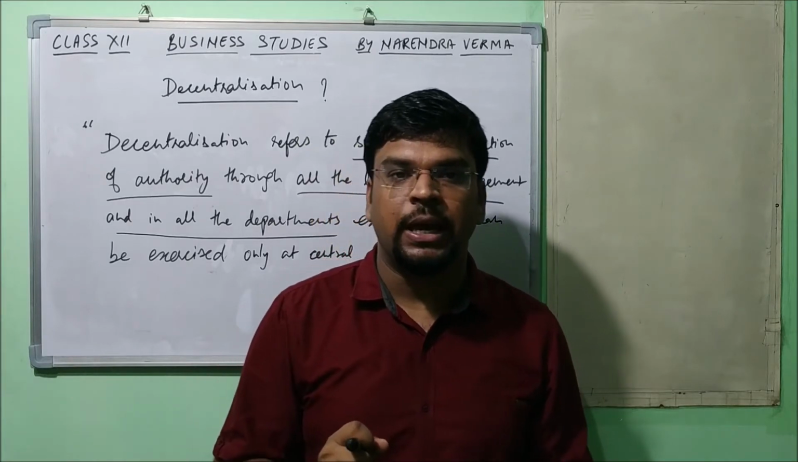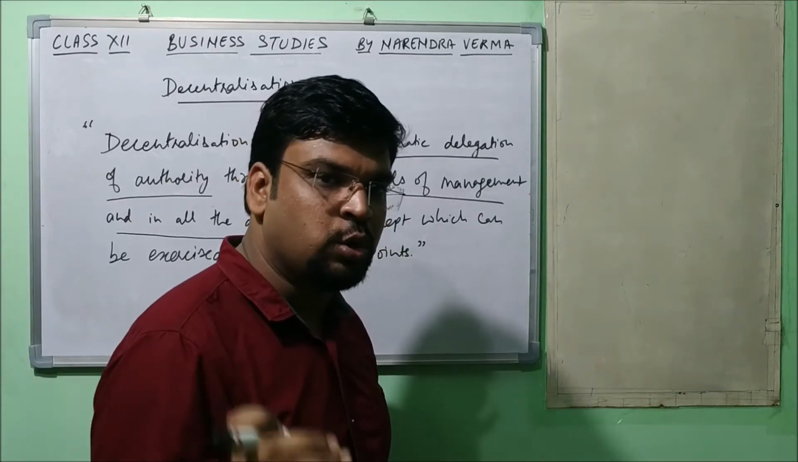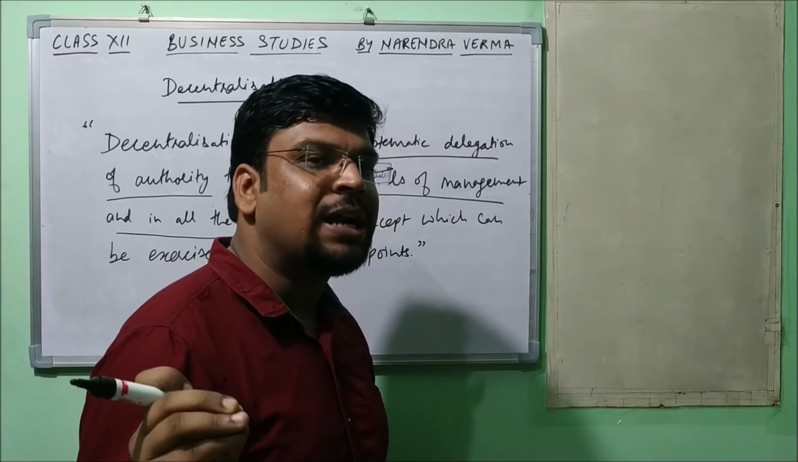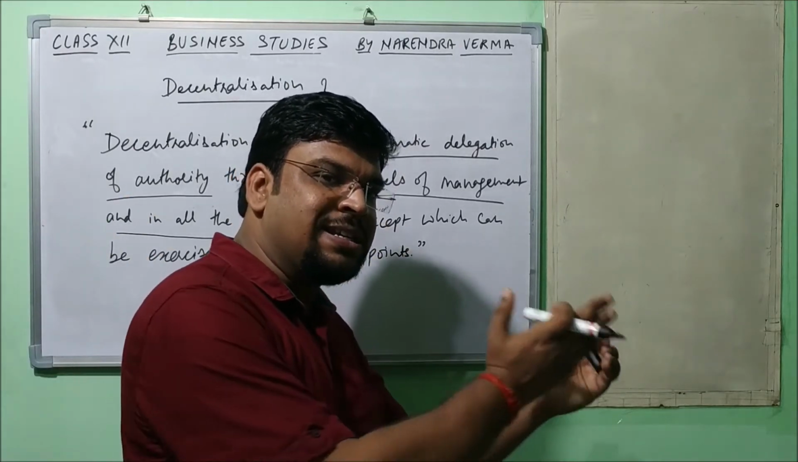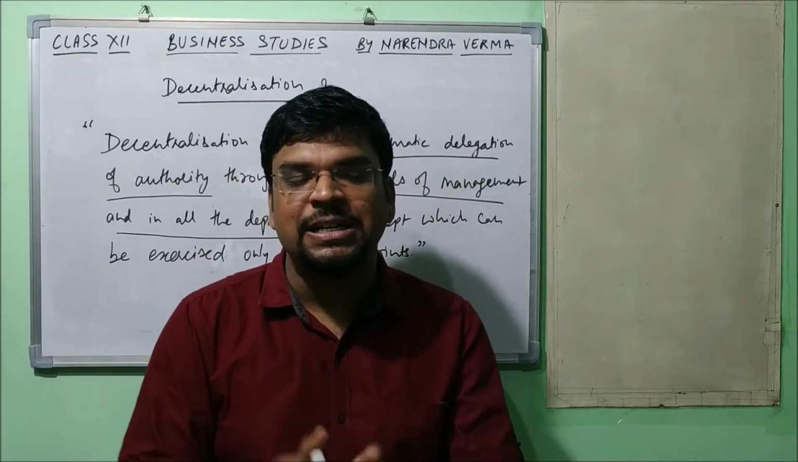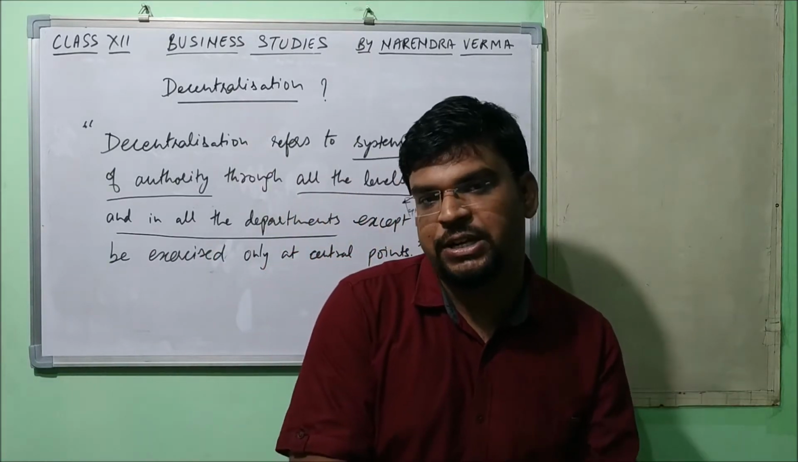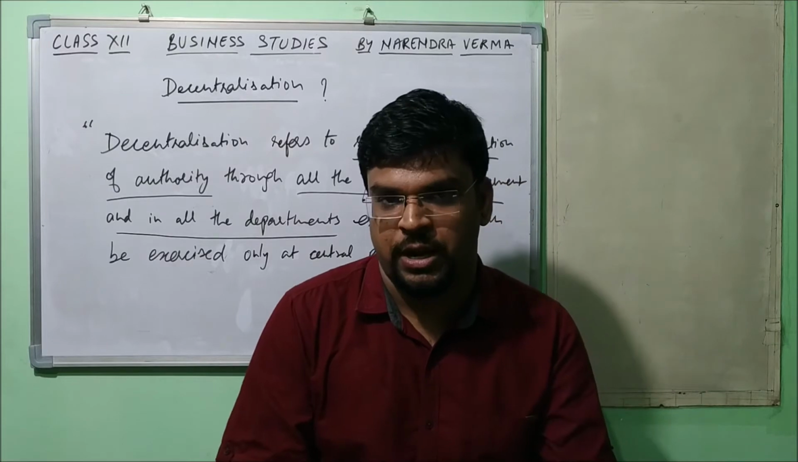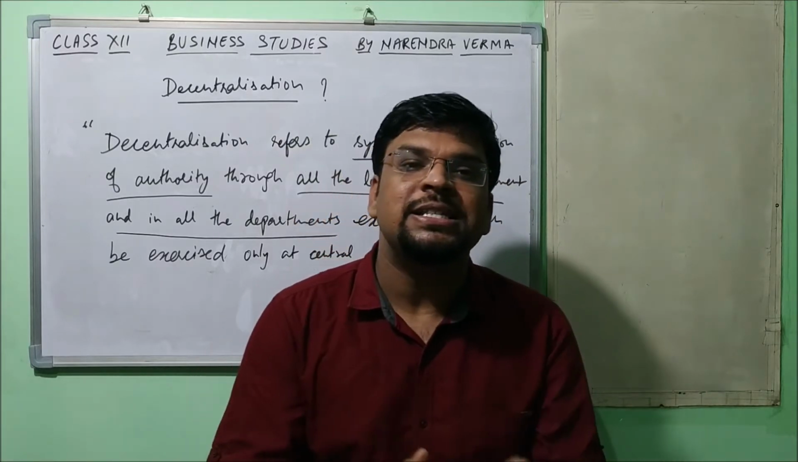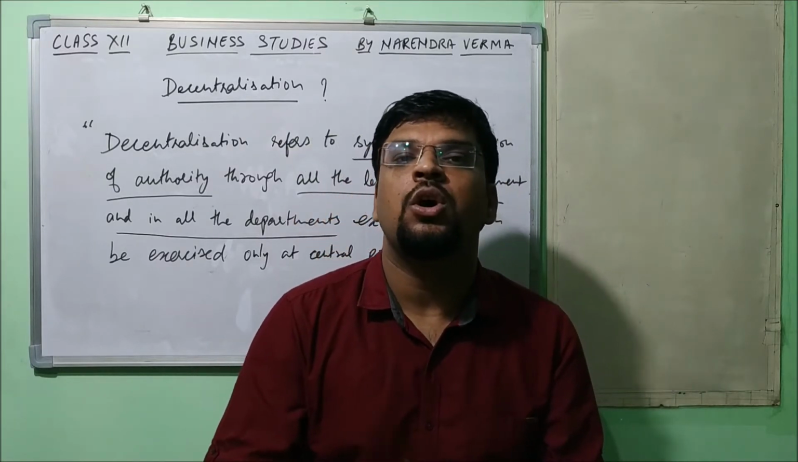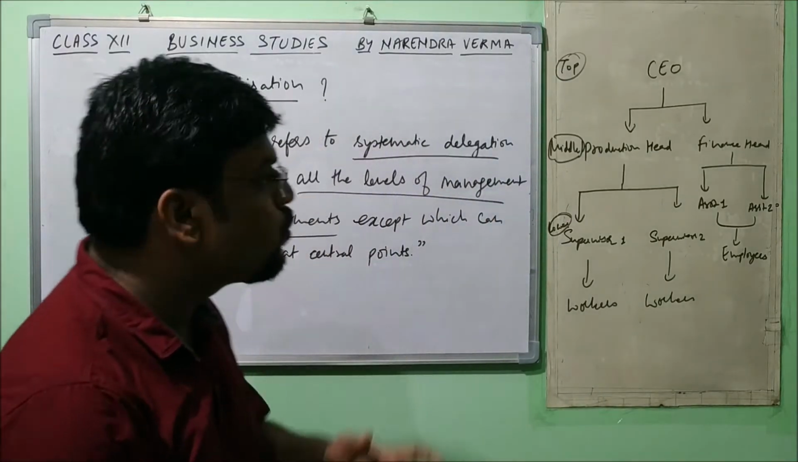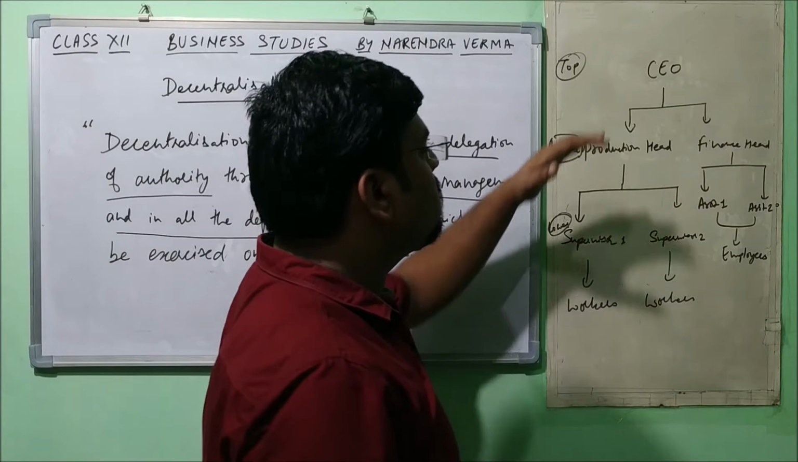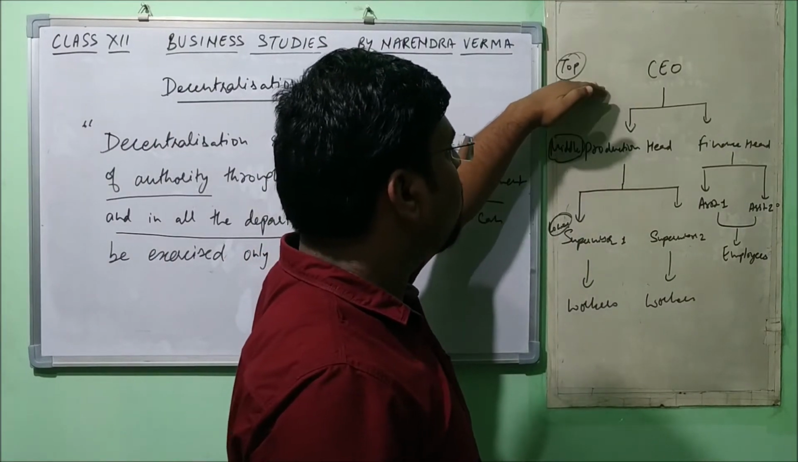Understood the point? Let me explain through a diagram so that you can understand where delegation is and where decentralization is. If I say that decentralization includes delegation also, that is very much correct. Or I can say that decentralization is the extension of delegation of authority. How? Let me show you. Have a look here. See, this is the CEO. He is there at top level.